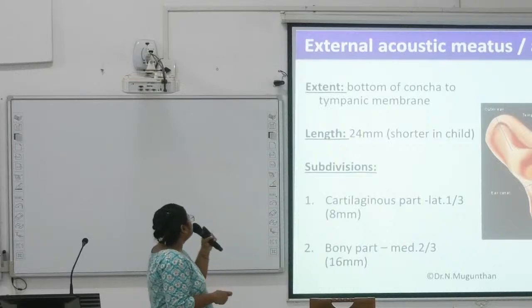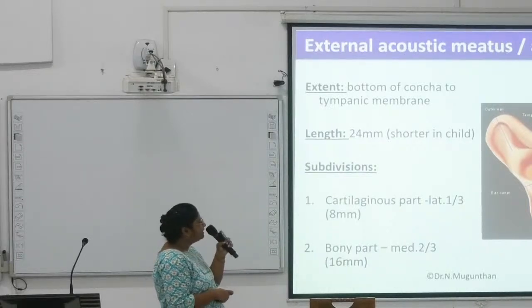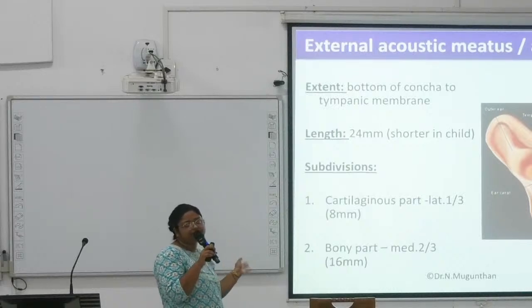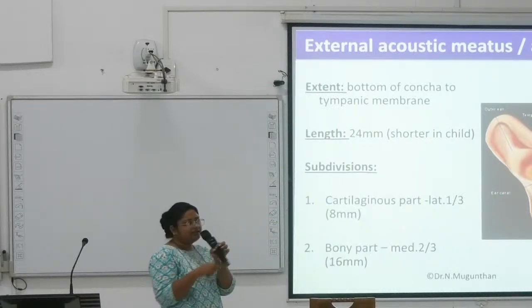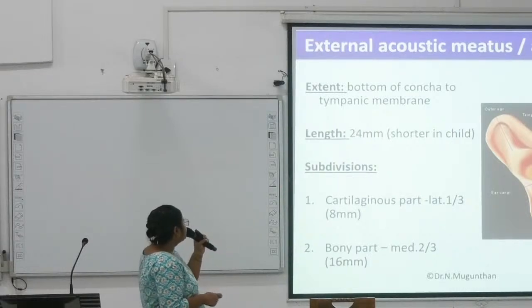Okay. The length is about 24 millimeter. It is shorter in child. These lengths are asked in your MCQ questions. Okay. Lengths are important. Now what are the subdivisions?